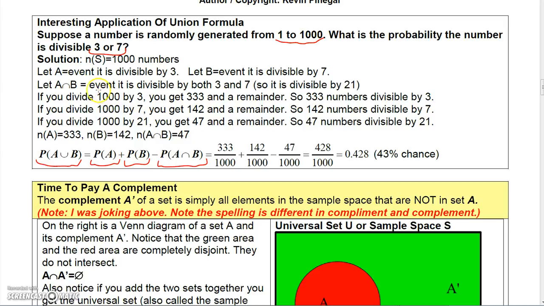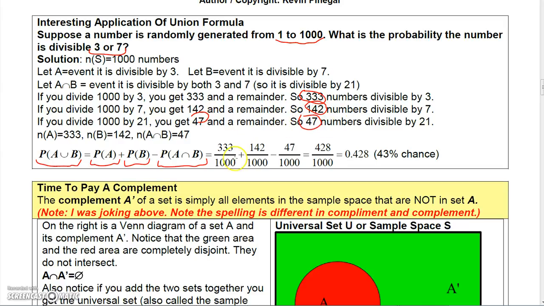So all I have to do to find out how many numbers are divisible by 3 is just divide 3 into 1,000, and that gives me 333 numbers with a remainder, but the remainder doesn't count, so there's 333 numbers divisible by 3. Then divide 1,000 by 7 and you get 142 and a remainder, so that means there's 142 numbers that are divisible by 7 in the first 1,000. And then to get the intersection, you need to know how many numbers are divisible by 21. So if you divide 1,000 by 21, you get 47 and a remainder. But all we need is the 47.